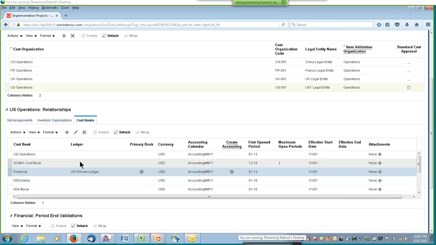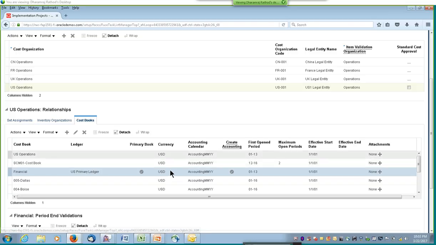You could have a secondary ledger, which will eventually transfer the accounting and costing to the secondary ledger. But here, if you see, there is a currency, right? So you have a financial as the cost book. It has a currency called USD. If you have a requirement to represent the same cost using different currencies, you could have a different cost book altogether.